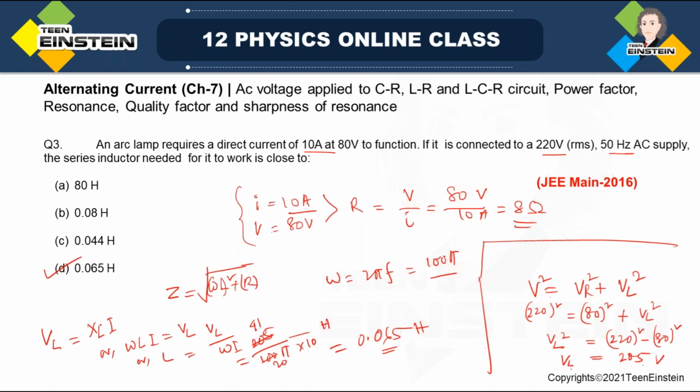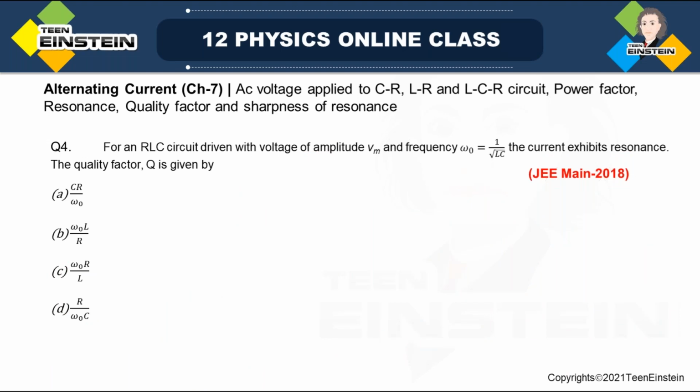We know VL means inductive impedance, that is XL into I. I is the current in the circuit. Now omega L into I is equal to VL. VL we know 205, and omega we know 2 pi into frequency 50 hertz over here. So that is what I have just put in, and if you do the calculation, you'll get this. So option D will be the correct answer for this question. Okay, we'll move on to the next question.